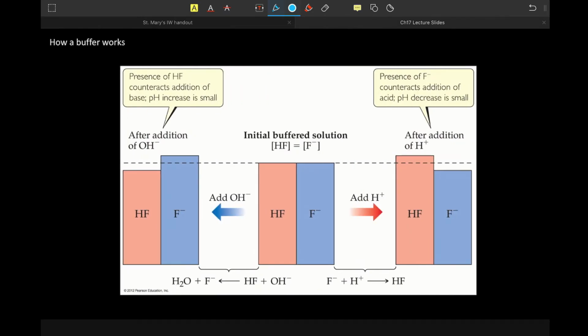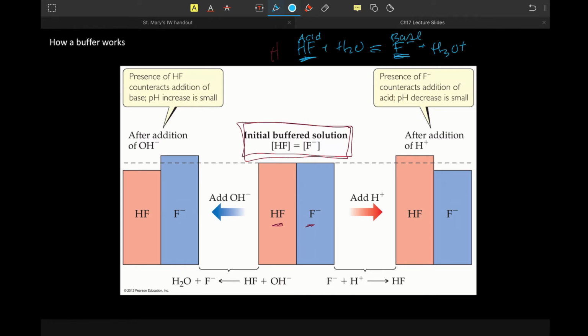So, how a buffer works, going back to things we should know. Here is our initial buffered solution, and in this case, we're talking about an acid buffer that contains equal concentrations of HF and F minus. If I have HF and water in solution, I'm going to have F minus and H3O plus. But if I have a significant amount of F minus, HF is not going to dissociate significantly, so I'm just going to have a boatload of both of those two things hanging out in the solution. This acting as an acid, this acting as a base, and we can add those labels down here: this is our acid component, and this is our base component.